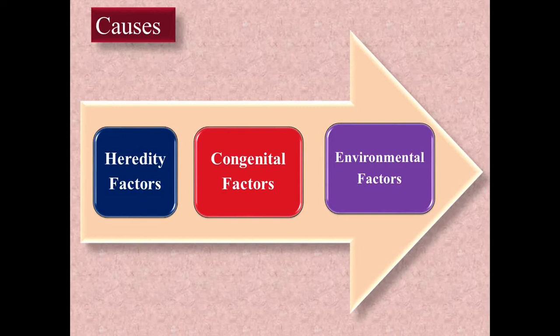Second one is congenital factors. In that, chromosomal deficits are there, which are caused by too few or too many chromosomes or problems in the structure of chromosomes, such as Down syndrome, an extra copy of chromosomes, or sex chromosome abnormalities.